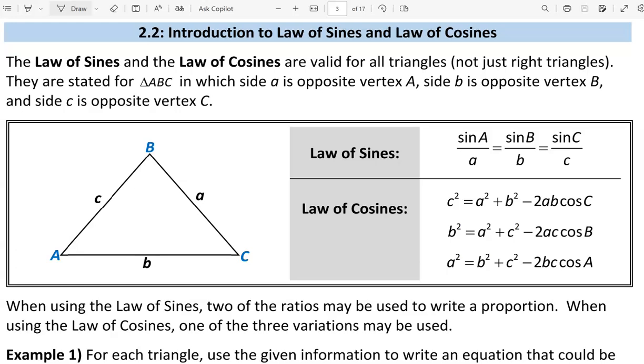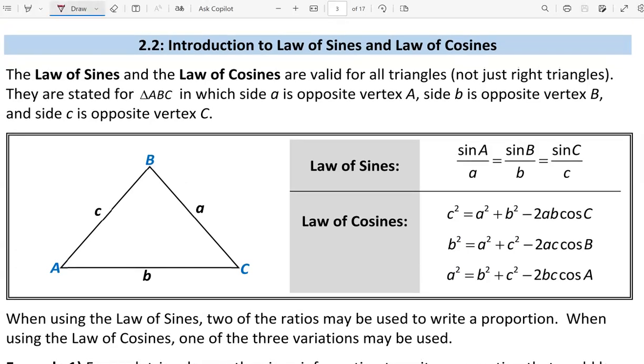In this lesson, we're going to get introduced to two formulas that you can use to find missing sides and missing angles in triangles. They are called the law of sines and the law of cosines. And we're going to prove those later, so I just want you to get comfortable with the formula for today. They can actually be used for all triangles, not just right triangles.